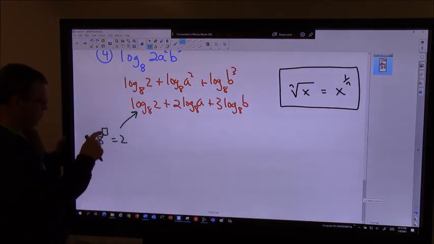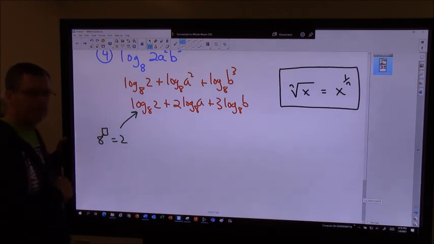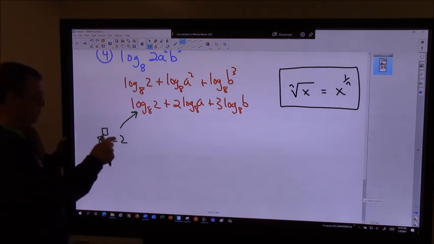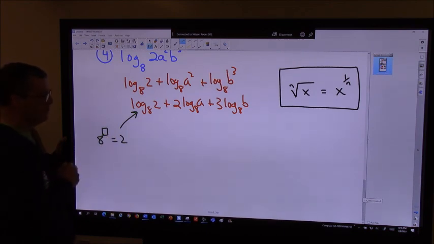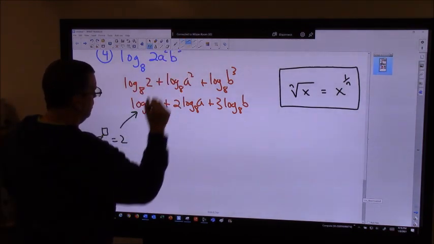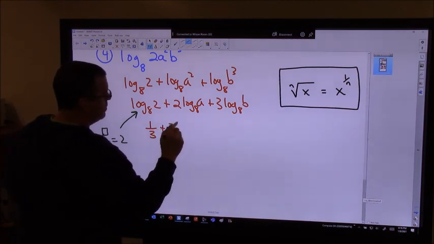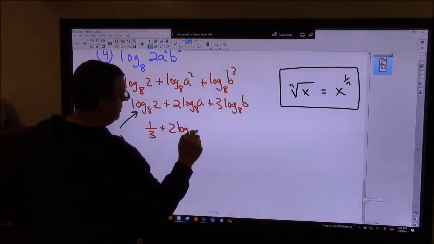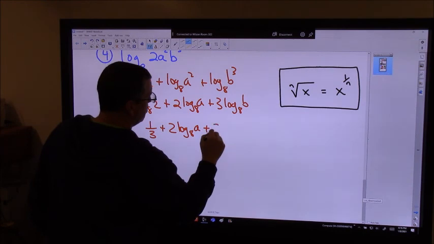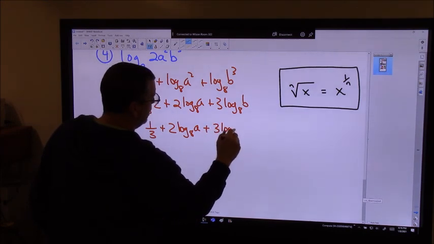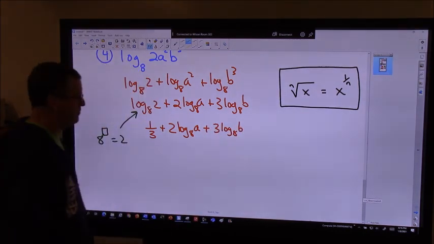So 8 raised to what power equals 2? That would be 8 raised to the 1/3. Cube root of 8 is 2, so 8 to the 1/3 is 2. So this whole thing right here can be simplified down into 1/3 plus 2 log base 8 of A plus 3 log base 8 of B.